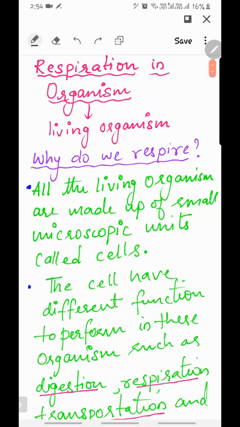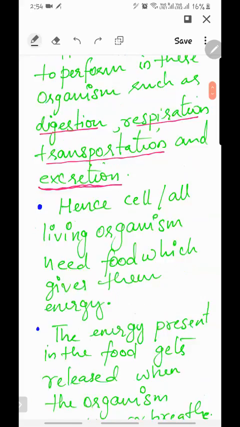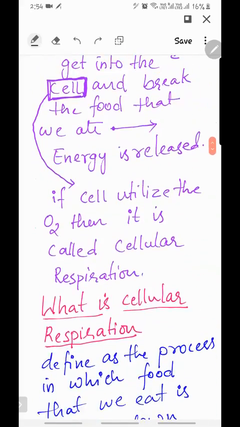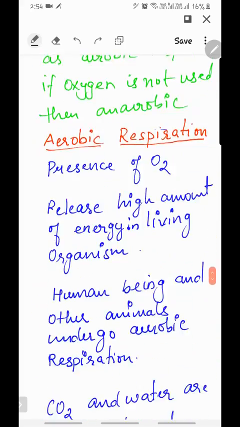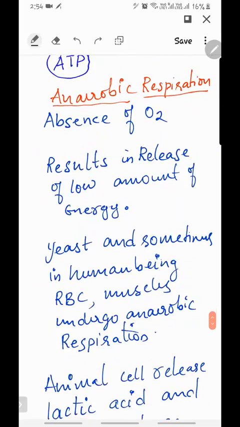Sir, could you show the lines after if oxygen is not used? Then the alphabetic one, please, sir. Yeah. Thank you, sir.